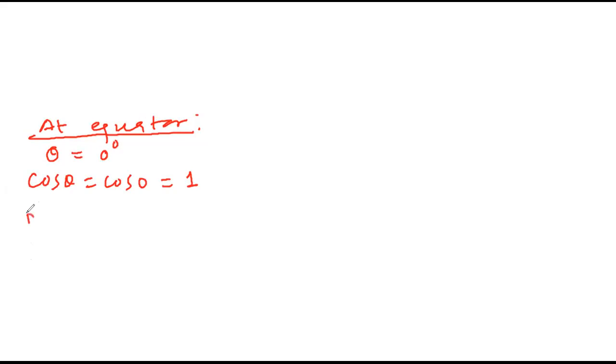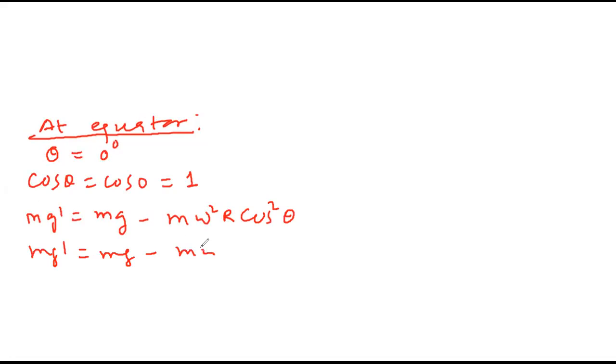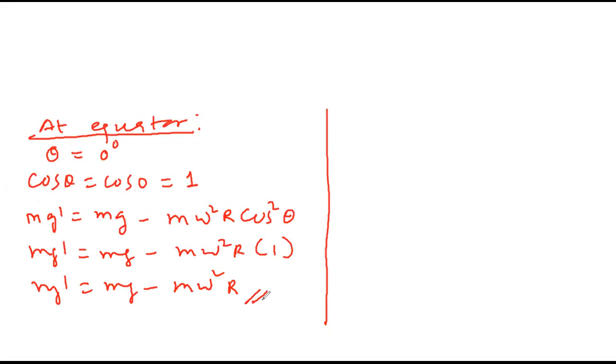That means mg dash is mg minus m omega square R into cos square theta will become mg dash equals mg minus m omega square R into 1. That means mg dash is mg minus m omega square R at equator. So at equator, can I say mg dash is mg minus m omega square R?